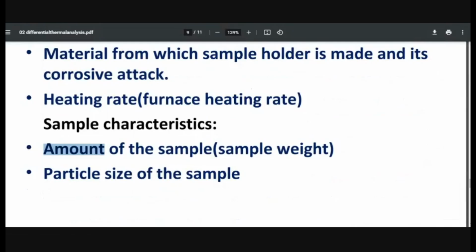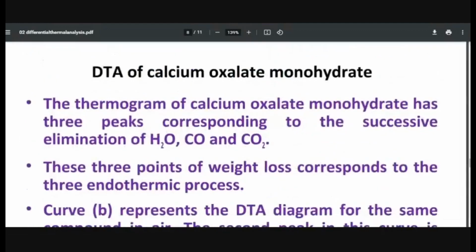Do we have any Vedant Tiwari in our class? No, sir. Do we have any Tiwari in our class? Kaustubh, sir. Okay, so this Vedant Tiwari may be Kaustubh's brother. Okay, let him join from his other ID. Okay, particle size of the sample, the logic of both is the same.